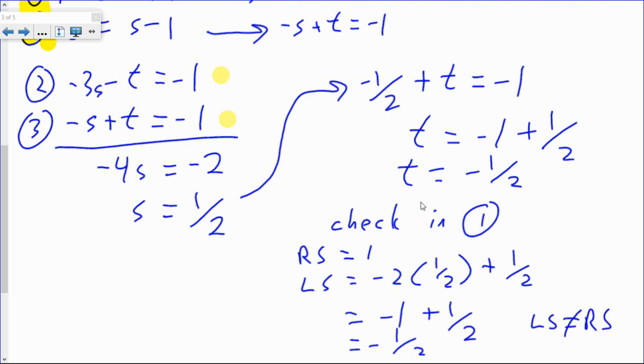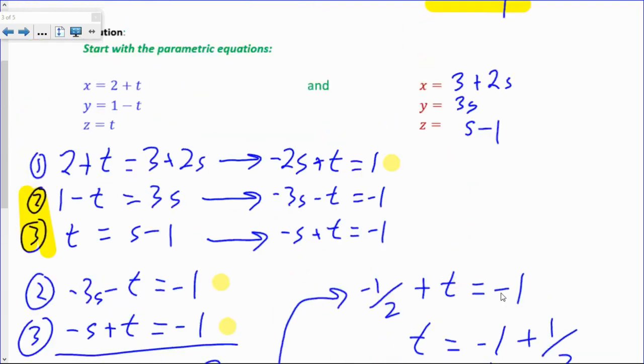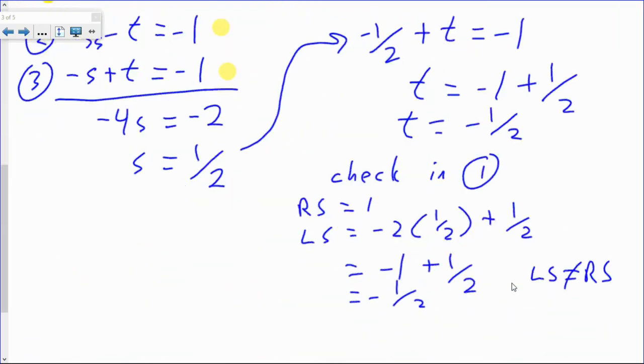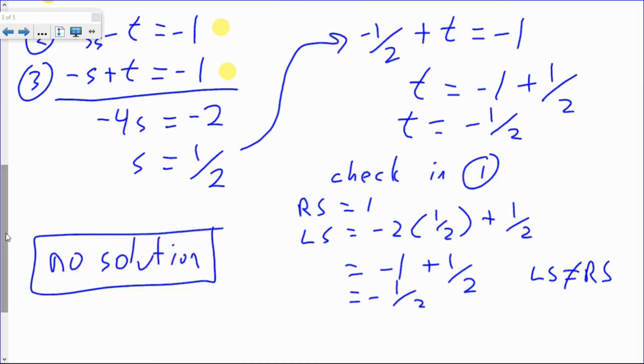For s and t, there's no solution for all 3 equations. Only the second and third, and maybe the first and the third, but all 3 equations aren't happy at the same time. They're not all balanced, which means there is no solution to this example, or no point of intersection between these 2 lines.